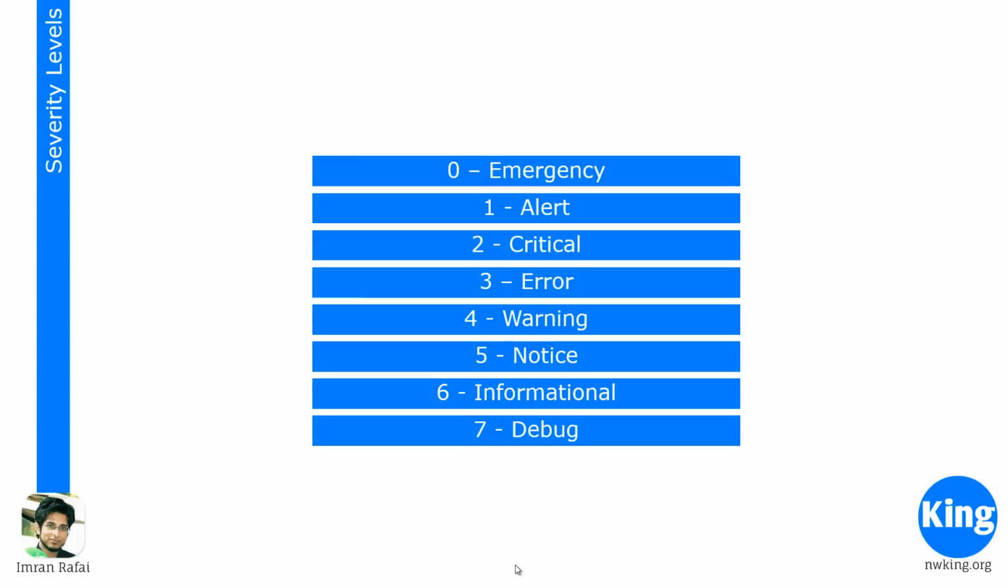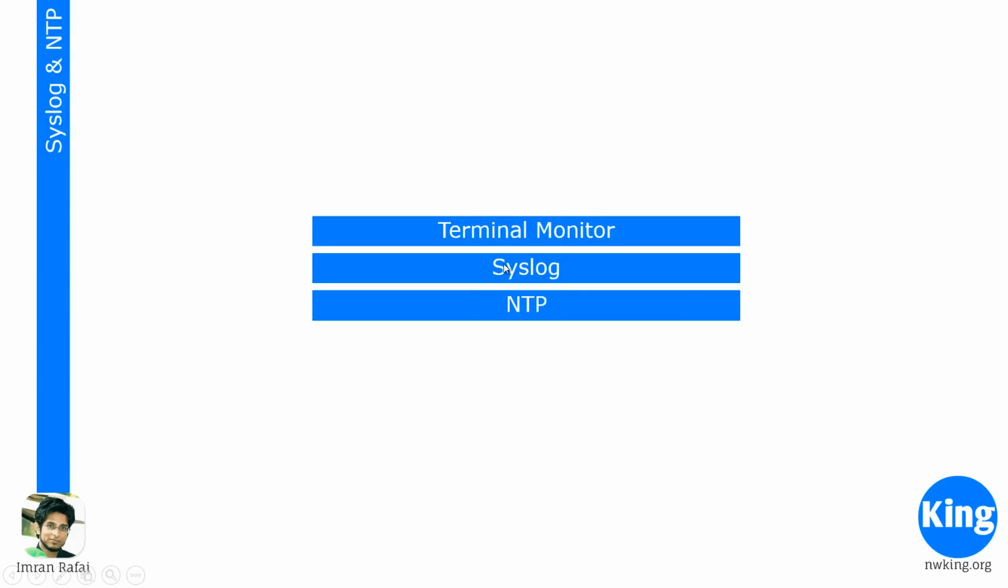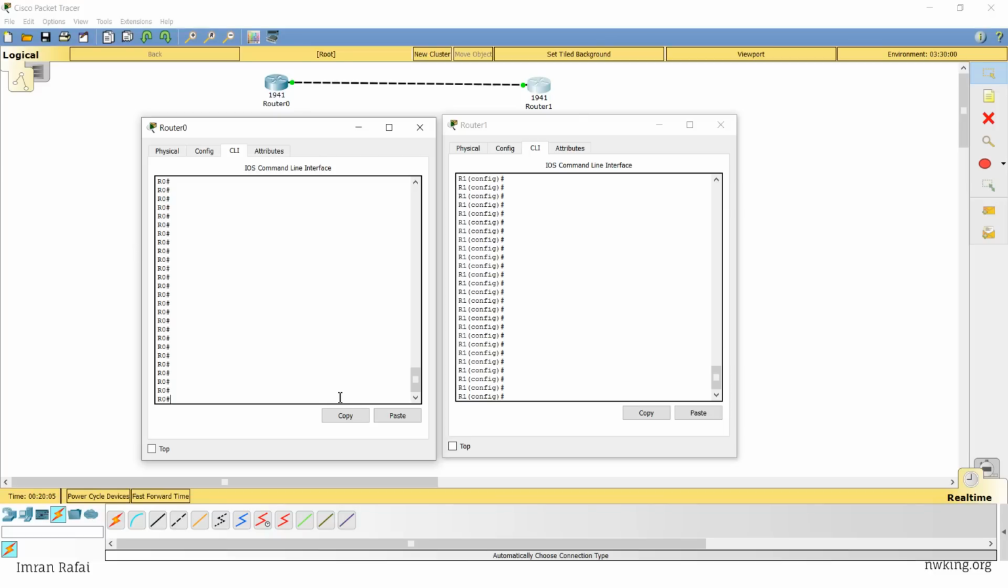Right, so that's how you tell, and these are the different severity levels. So that's terminal monitor. Now let's look at Syslog. So I'm going to go back to Packet Tracer. So that's how you do logging.